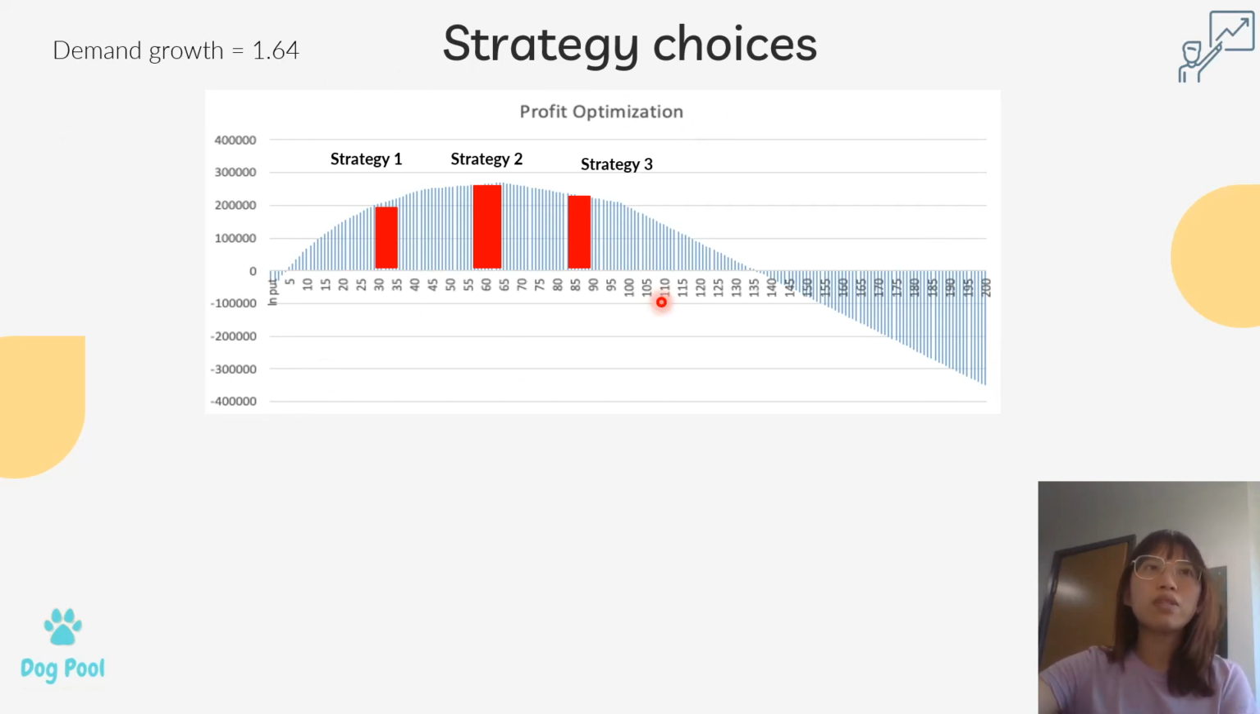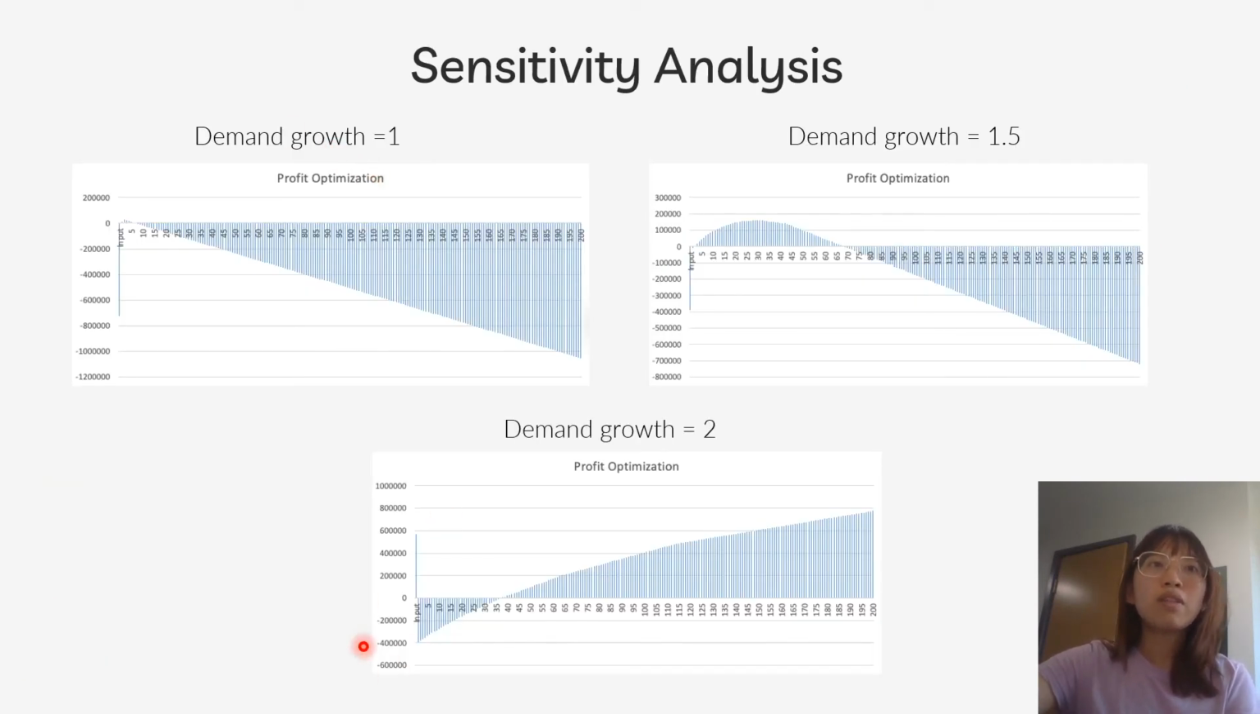So we have 3 strategies. The first one is to run 10 to 40 servers. This strategy is less risky when the demand growth rate is low, but we may lose some customers when the demand growth rate is high. Because the number of servers is not enough, the unmet demand can create negative word of mouth, which has a negative financial impact on Dog Pool. You can see that when the demand growth is 2, we will bear some losses using this strategy.